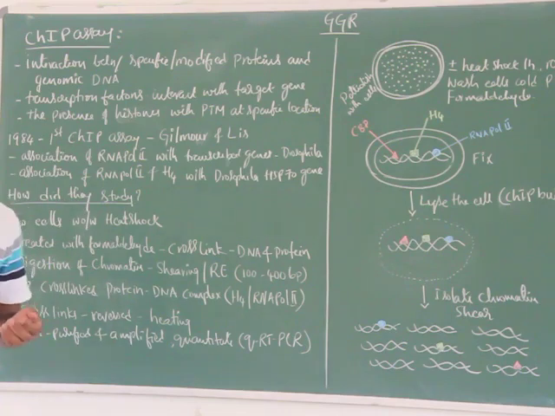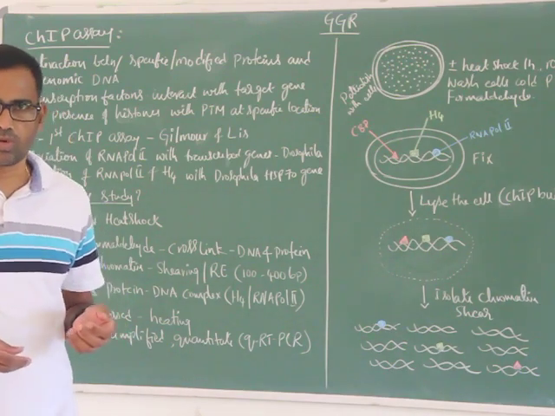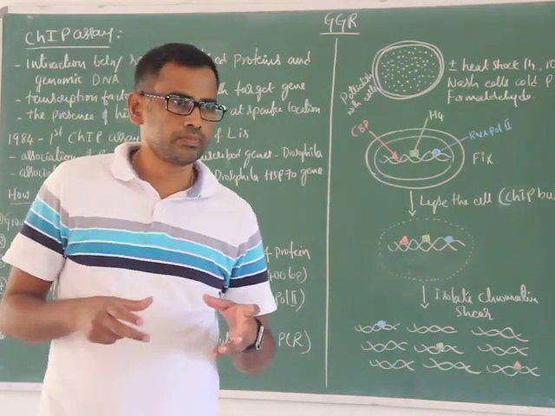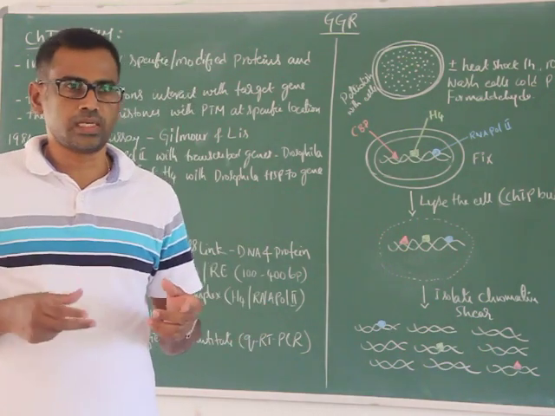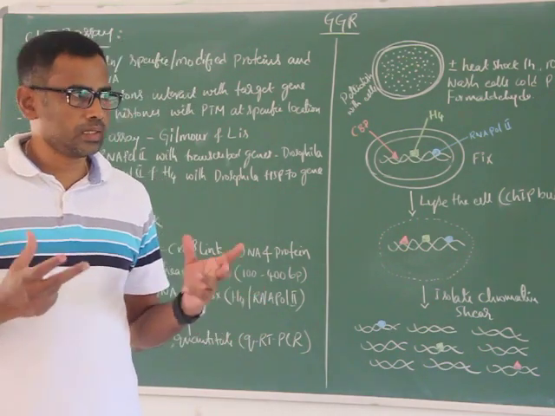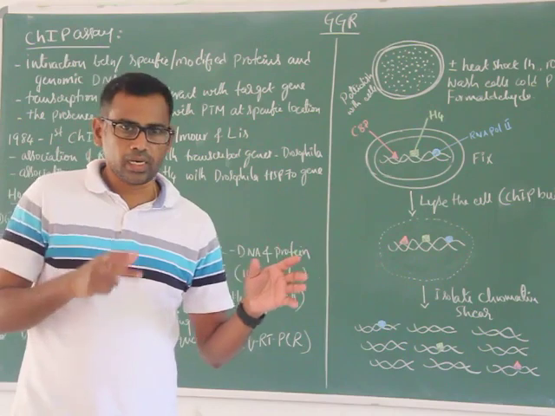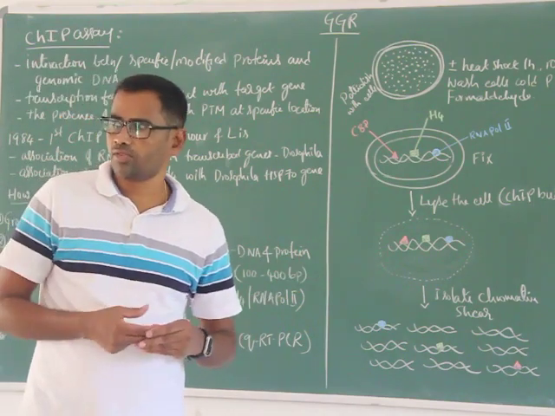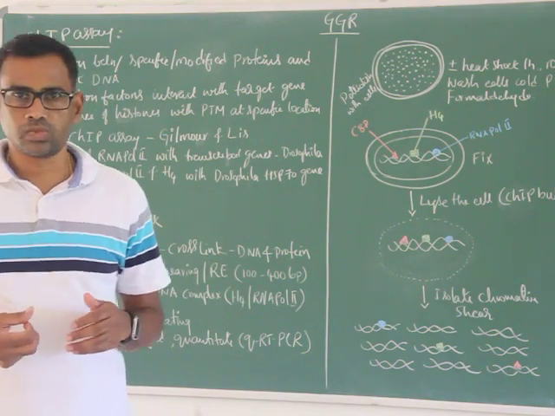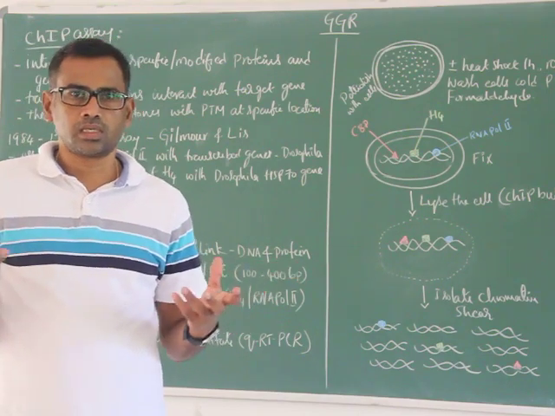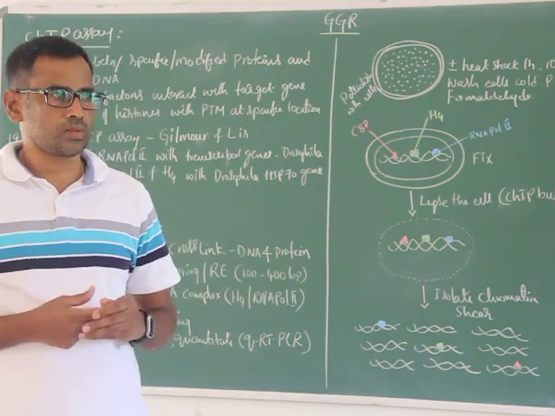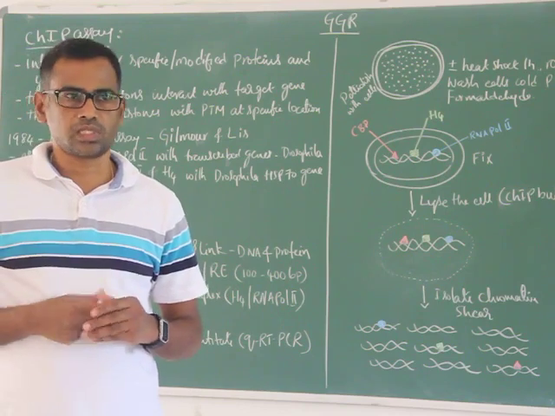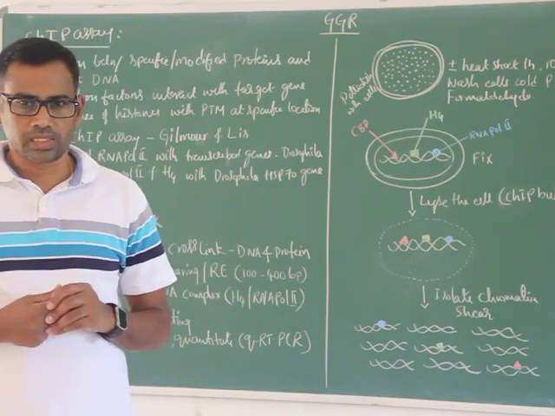Especially SWI/SNF is the well-studied chromatin remodeling complex that can bind to acetylated histone tails and that can either slide or evict, or sometimes it can also change the conformation of nucleosome that makes target parts or core promoter accessible for TBP. That's how the transcription gets initiated.